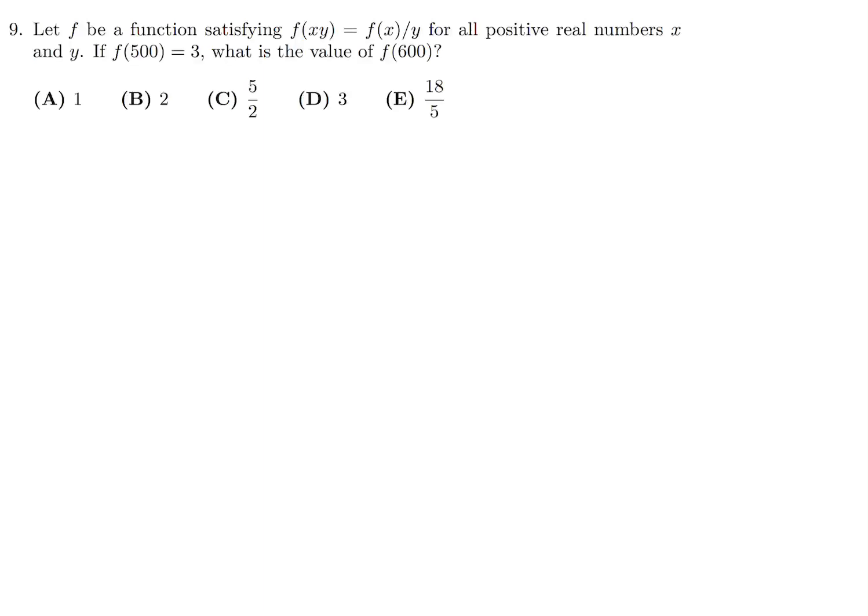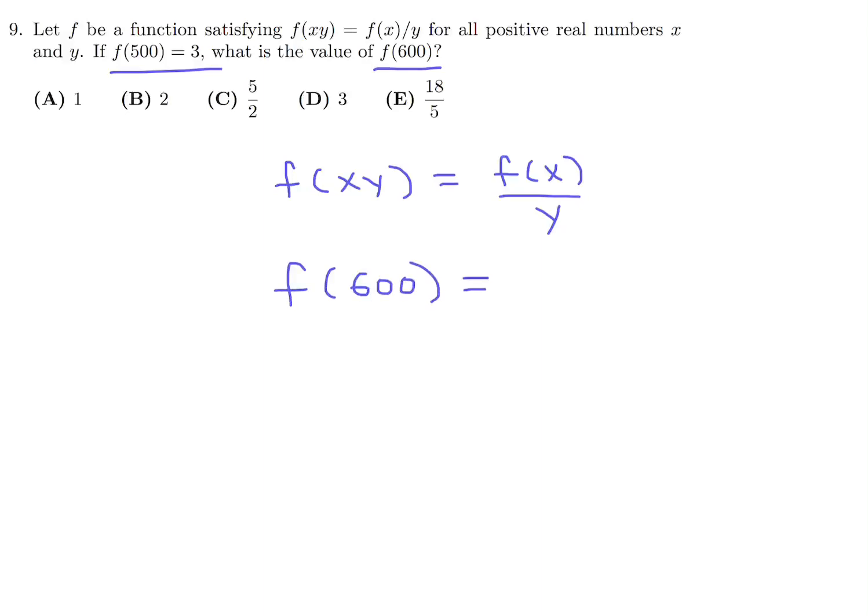Let f be a function satisfying f at xy is equal to f at x divided by y for all positive real numbers x and y. If f at 500 is equal to 3, what is the value of f at 600? Okay, so we have f at xy is equal to f at x divided by y, like that. And they've told you that f at 500 is equal to 3. Find f at 600. Okay, so they want us to find f at 600.